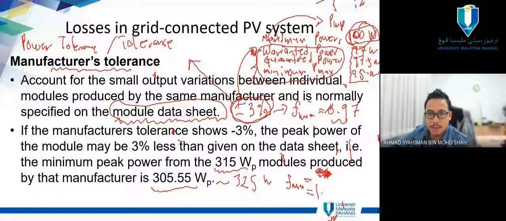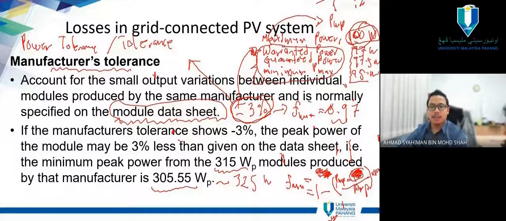FMM is 1 minus the rated PMP minus the guaranteed value, the guaranteed power, over PMP, multiplied by 100. But at the end, it is 1 minus something.